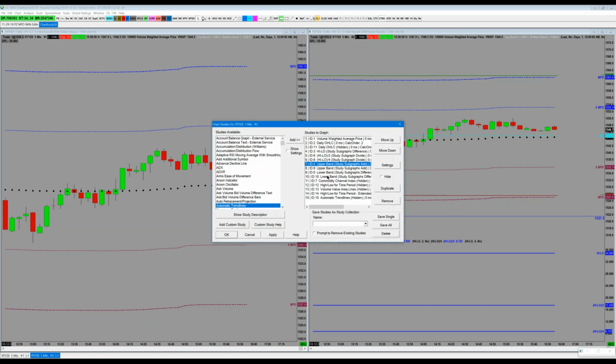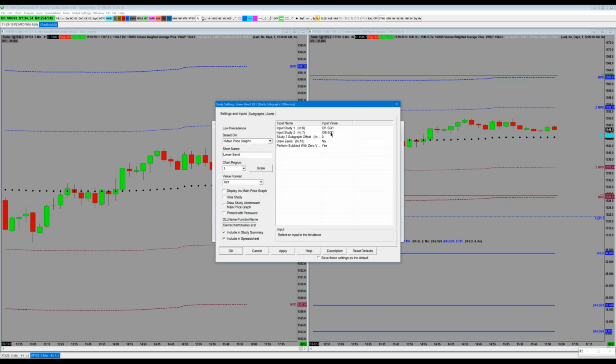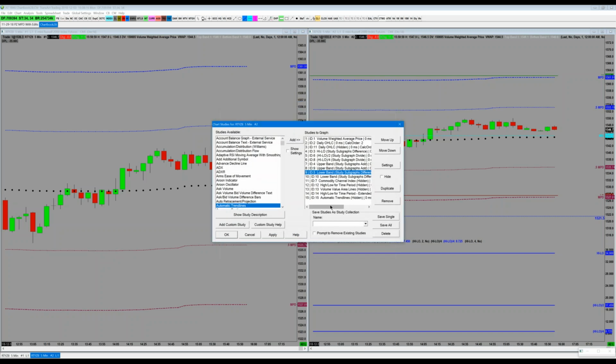And there's another one to the downside here, the lower band, which is basically study subgraphs difference, which is like a subtract. So I'm taking the VWAP minus the result right here. And those are the 2 that I started with.